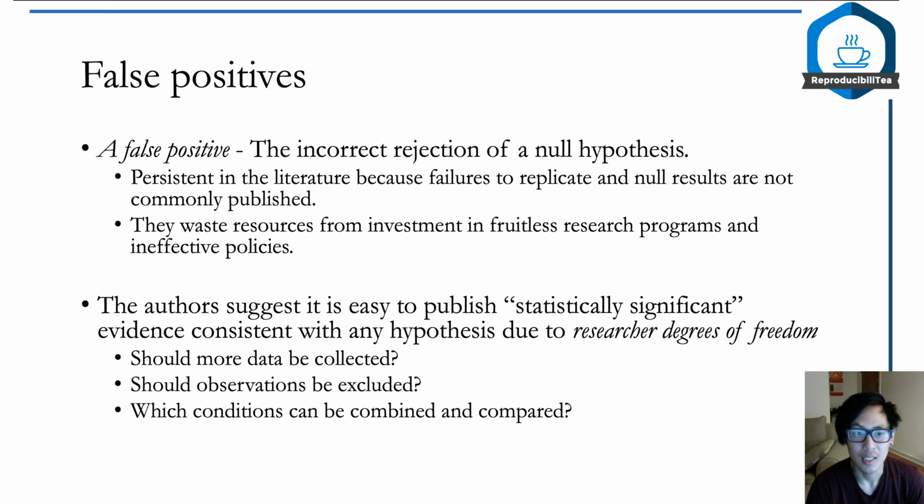So the authors suggest it is easy to publish statistically significant evidence, that is, to publish significant results from false positives, due to researcher degrees of freedom. So what are researcher degrees of freedom? It's when a researcher makes decisions on things like: should more data be collected? Should certain observations be excluded from the data? And which variables are included in the analysis, so which dependent variable might be analyzed or combined. Another term in the literature for researcher degrees of freedom that I've seen is analytical flexibility.